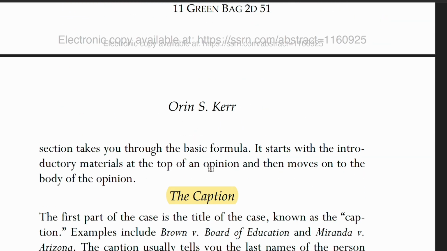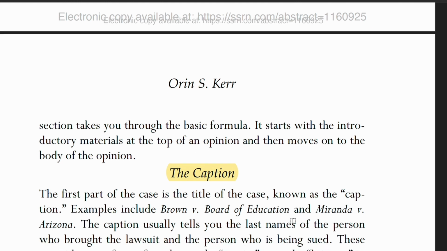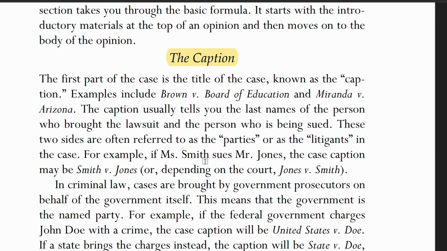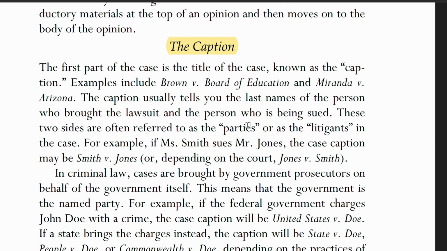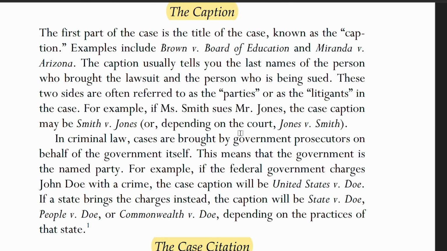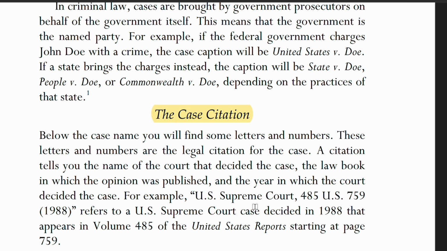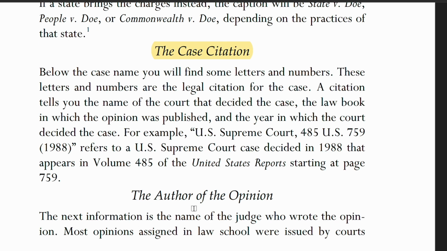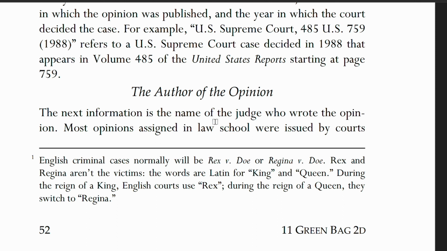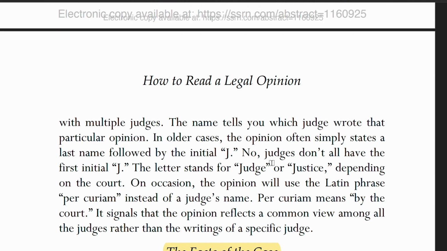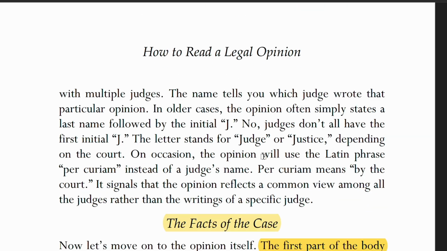Now, first thing you want to know is the caption. It just tells you what the name is. Not too much there. You just want to know where your case is coming from and who's suing who, essentially. Citation is pretty much how you find it in a book, how you look it up. Then it goes to the author. Fun fact, all the names are going to start with a J, but that's not for their first name. That's for judge or justice.